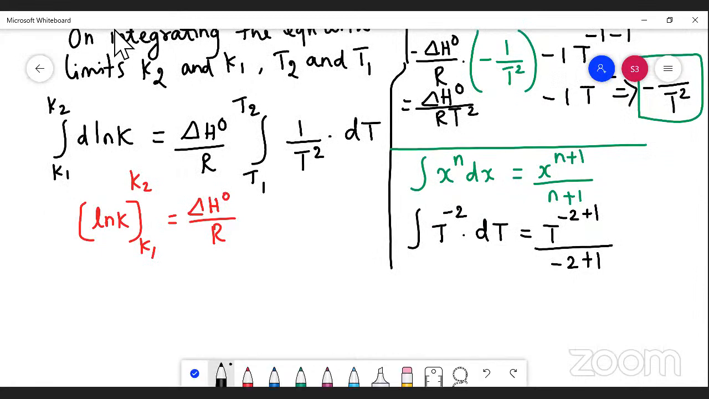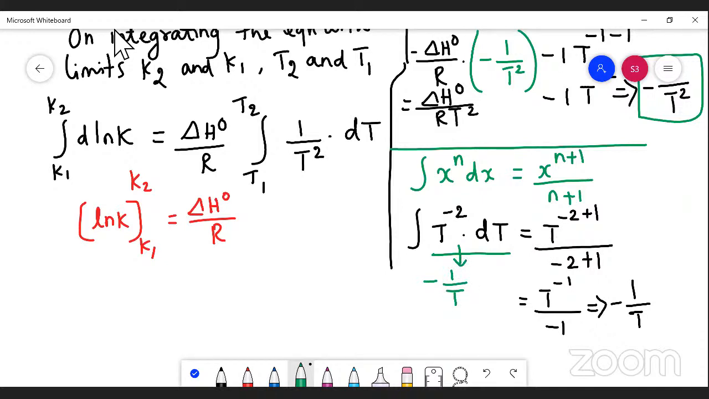Now we have to simplify this step. On simplification, T power minus 2 plus 1 is T power minus 1, and the denominator minus 2 plus 1 is minus 1. So on the whole we write this minus. T power minus 1 is 1 by T power 1, so generally you may write minus 1 by T. When it comes down, you get T power 1. So on integration, T power minus 2 into dT will give minus 1 by T. This is the integrated value.